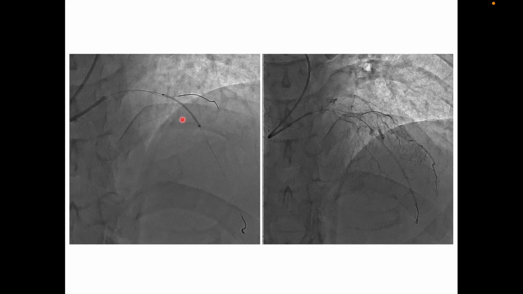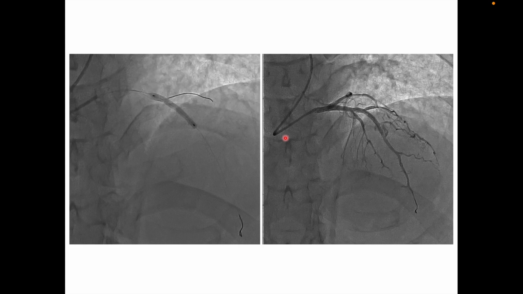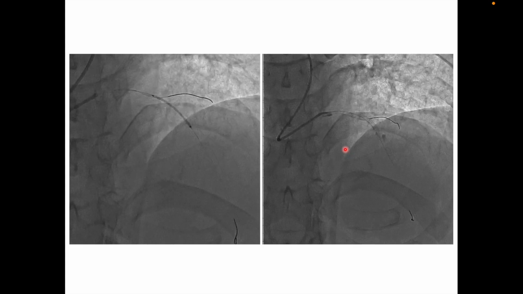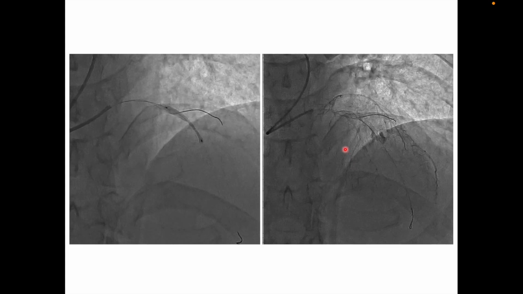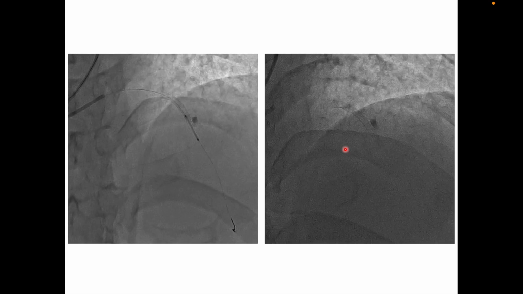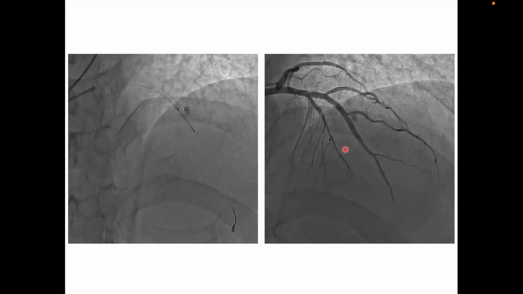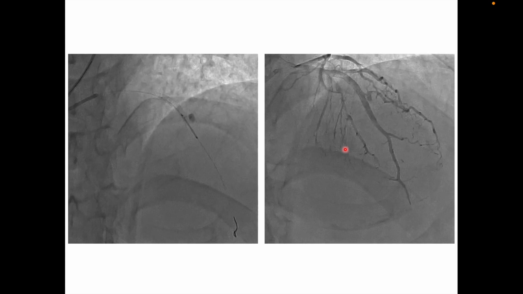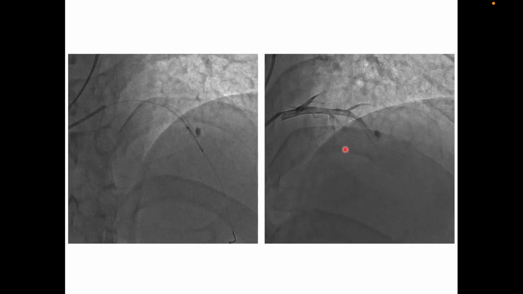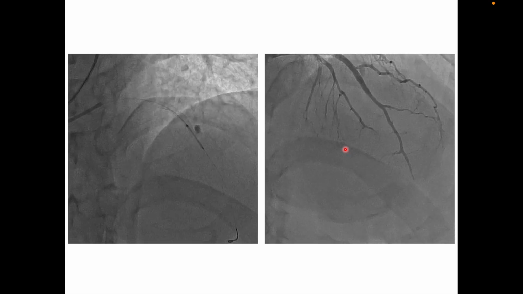So the interventional cardiologist there very nicely put in a drug-eluting stent. Unfortunately, there was a perforation at the distal stent edge, which they very nicely covered with another drug-eluting stent. They did not put a covered stent. This drug-eluting stent did the trick, and the perforation sealed. Now the question is, why did this gentleman have myocardial infarction?